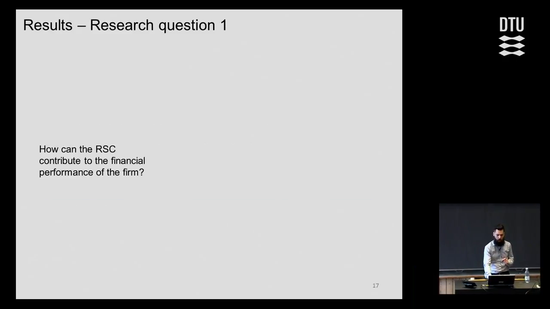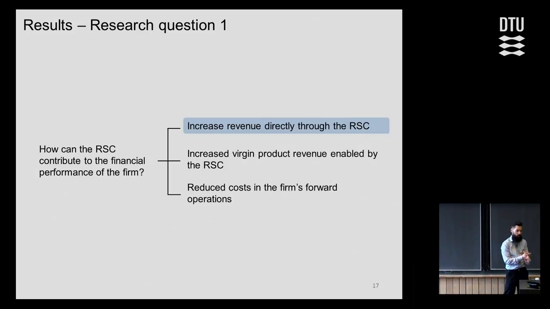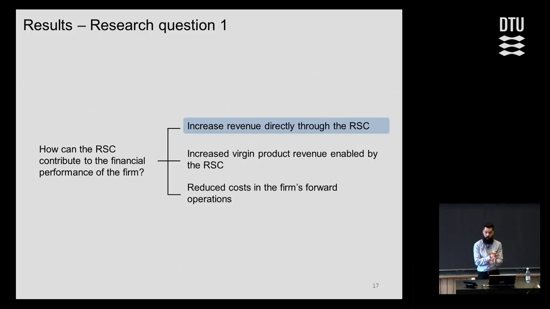discussion. The first research question was, how can the reverse supply chain contribute to the financial performance of the firm? And I found 3 different ways. It can help the firm increase revenue directly through the processes of the reverse supply chain. It can increase the revenue stemming from virgin product sales, enabled by the reverse supply chain, and it can reduce the costs of the firm's forward operations. The blue square refers to what I will be discussing immediately next.